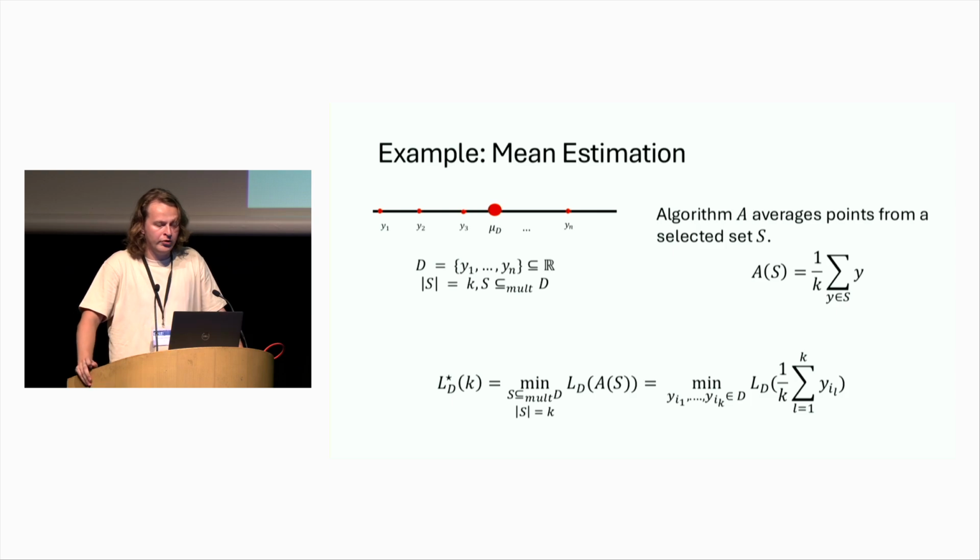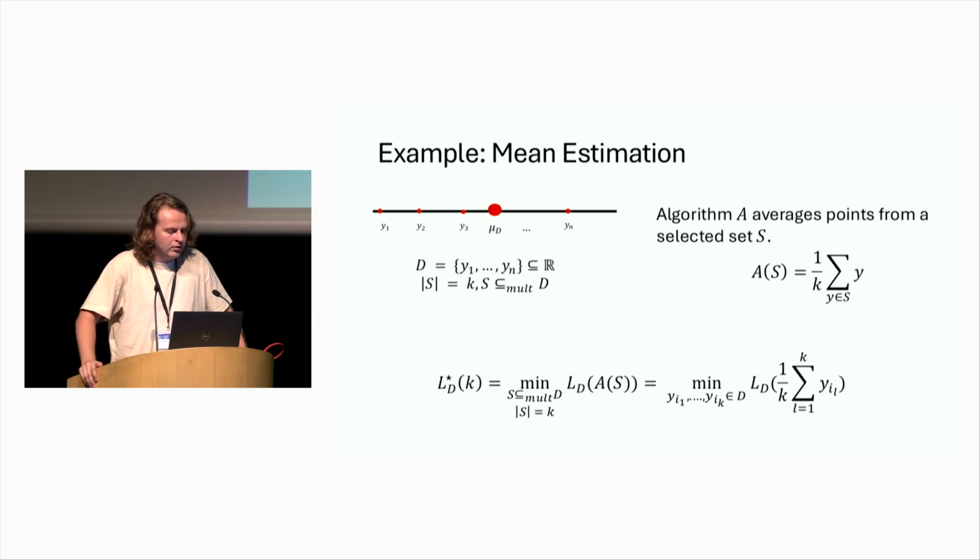Okay, what does our algorithm actually do? So we have an algorithm A, and it generally just averages points from a selected set S. This happens because, in order to minimize the empirical risk on our loss, if we only look at our sub-data set, this is exactly the solution for it.